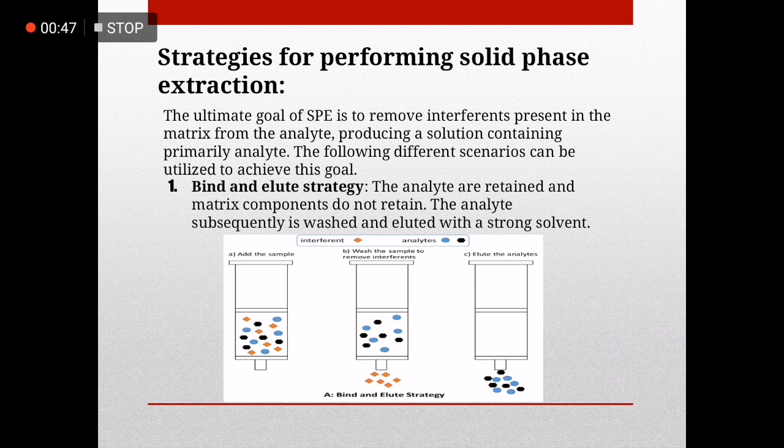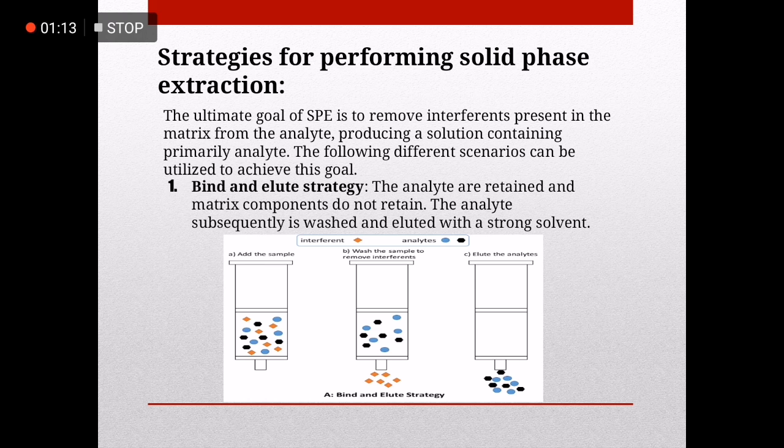So what is the principle of solid phase extraction and what are the strategies that are adopted to perform solid phase extraction? The principle and the ultimate goal of solid phase extraction is to remove all the extra impurities or interferents from the reaction mixture and make the reaction mixture consist solely of the analytes that we need for the research purposes.